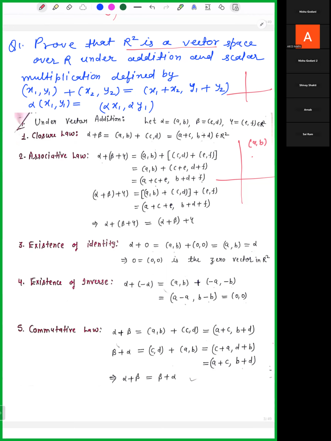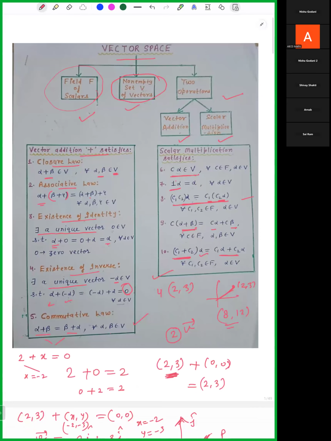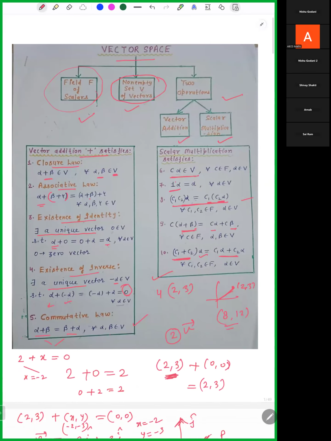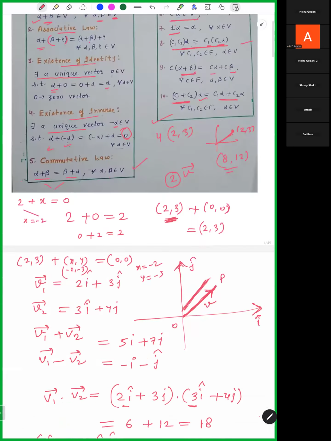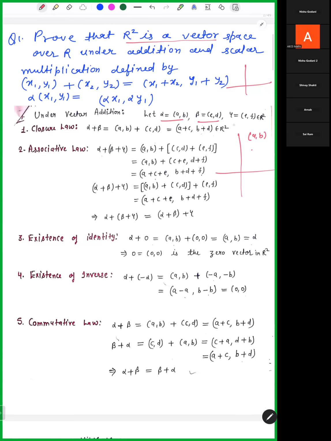So if I want to check whether R square is a vector space or not, we must check all these. First I'm talking about vector addition. So I must have alpha and beta. I have taken elements alpha as a comma b, beta as c comma d, gamma as e comma f. I have taken three.